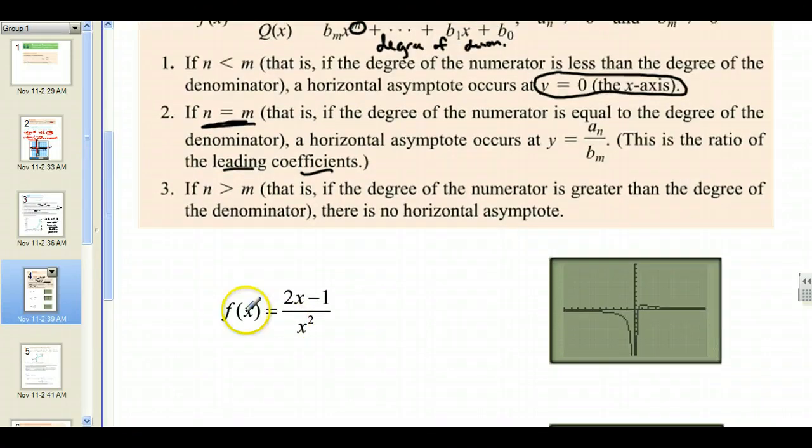So which of these methods applies? Or which of these steps? 1, 2, or 3? This is degree 1. This is degree 2. So the degree of the denominator is greater than the degree of the numerator, or the degree of the numerator is less than the degree of the denominator. So that's 1, n is less than m. So what's our horizontal asymptote? The x-axis.